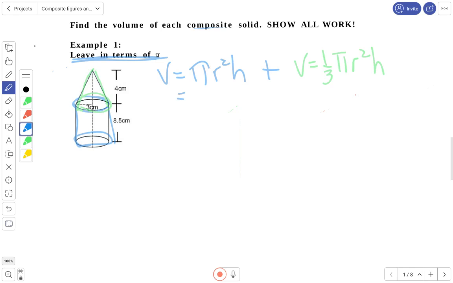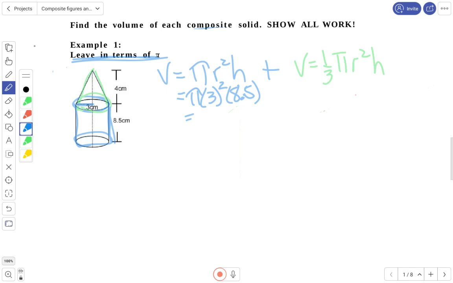And since I wrote down my formula, now I'm going to plug in what I know. So pi, remember, is just going to stay pi. It's just a regular number. I'm just writing it as a symbol. I know the radius of this cylinder. The radius is 3. So I'm going to substitute that in for my radius. And I know the height of the cylinder is 8.5. So I'm going to plug that in.